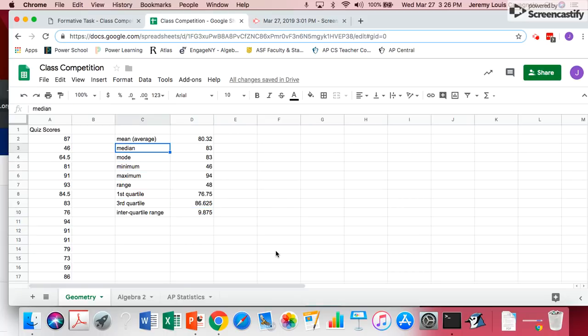So again, mean, median, mode, those represent the central tendency of the data. 3 different ways of thinking about and looking at the central tendency. Minimum and maximum combine to make the range, and then the first and third quartiles combine to make the interquartile range. These are ways of considering how spread out the data is. And that's another thing that we are interested in when we're analyzing statistical information.